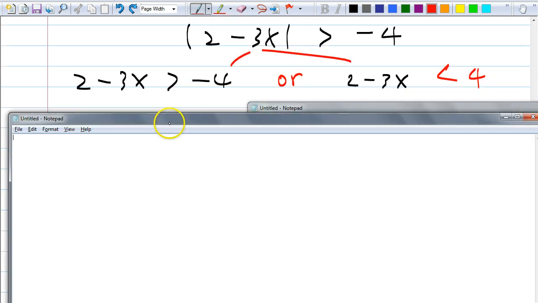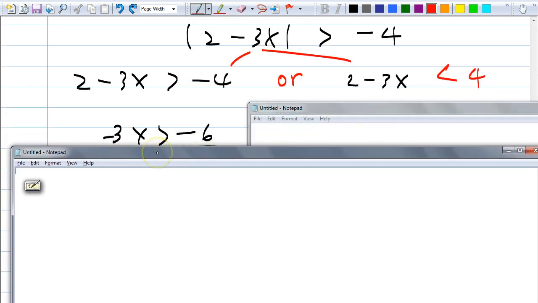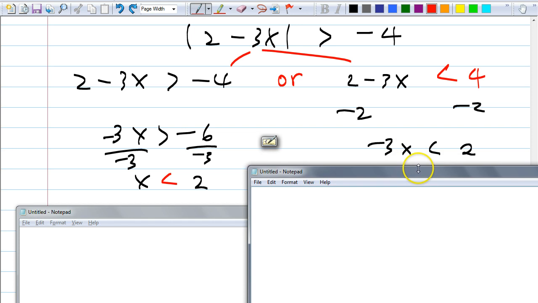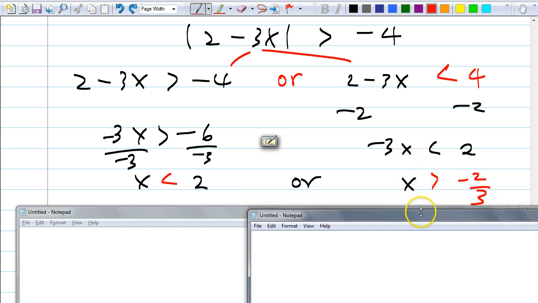Okay. So did you all subtract 2 and then divide by negative 3? And when you do, what happens to the inequality symbol, guys? It reverses. So did you all put down x is less than 2? Yes. Good. The other one, you subtract 2, then again reverse because you're dividing both sides by negative 3. Did you all get x is now greater than negative 2 over 3?